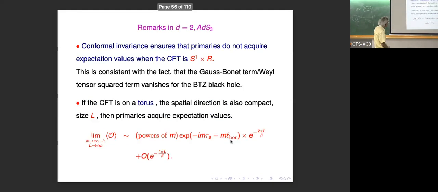I don't think I will reach there. But I should just say remarks about 2 and the thing about rotating black holes. So in 2 dimensions, Gauss-Bonnet, Weyl Tensor, all these vanish. And therefore, it is indeed consistent with the fact that if you have 2D CFT on a line, 1-point functions don't get expectation values for primaries, right? Because you make a conformal transformation from the plane to the cylinder, and then you don't get. But if it's on a torus, they do get expectation value.